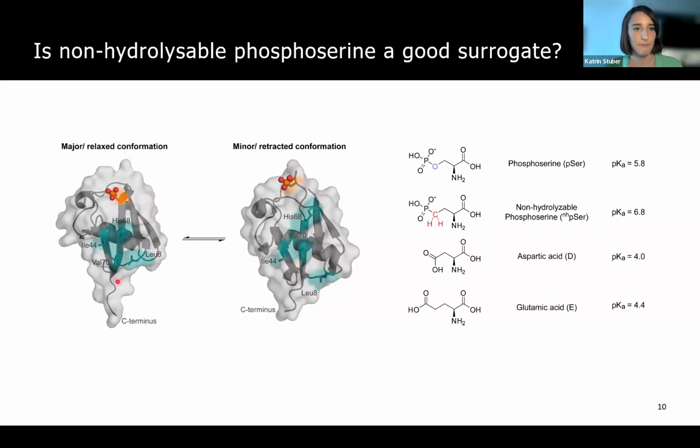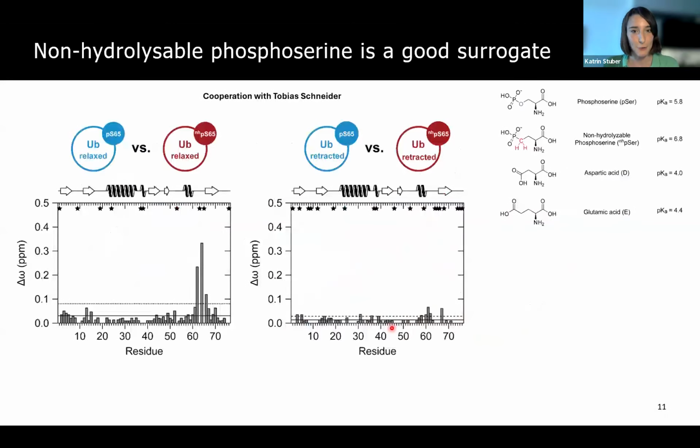And since this is a really important feature of serine 65 phosphorylation in ubiquitin, we were interested if this holds true also for the non-hydrolyzable variant. And interestingly, I have to say, this second conformation was not seen in NMR studies with aspartate or glutamic acid mutants of the serine 65. But strikingly, we could see that with this non-hydrolyzable phosphoserine variant incorporated at position 65, we get this retracted conformation.